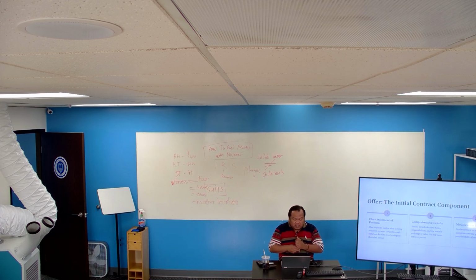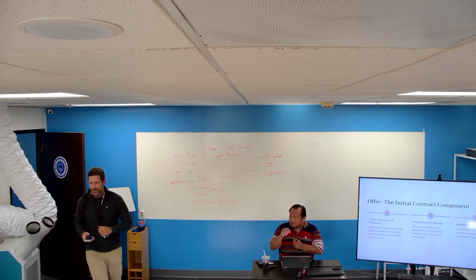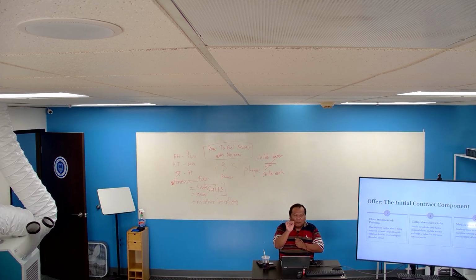Now, offer, that's the initial contract component, okay? Number one, clear statement of proposal. So, must explicitly outline what is being proposed between the parties with sufficient detail to avoid ambiguity. That means you have to go into the specifics. Be very specific. Be very detailed when you start your proposal.